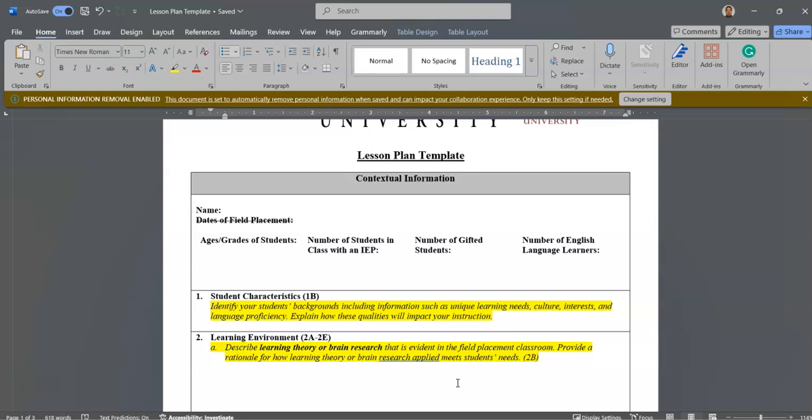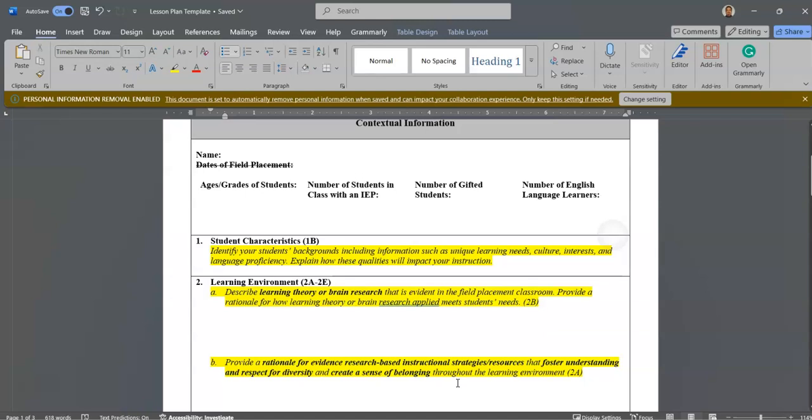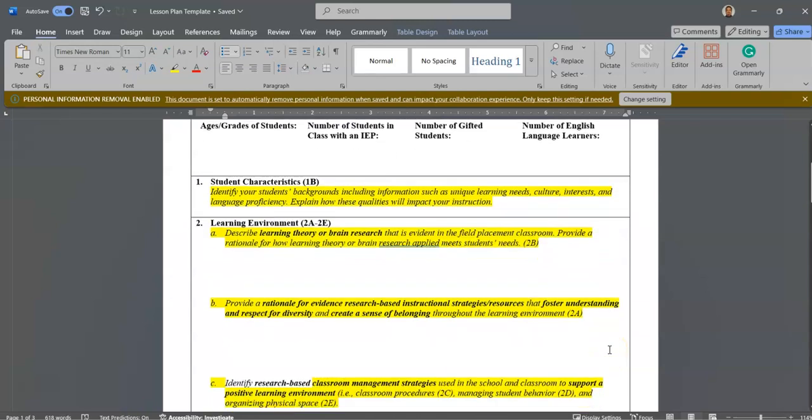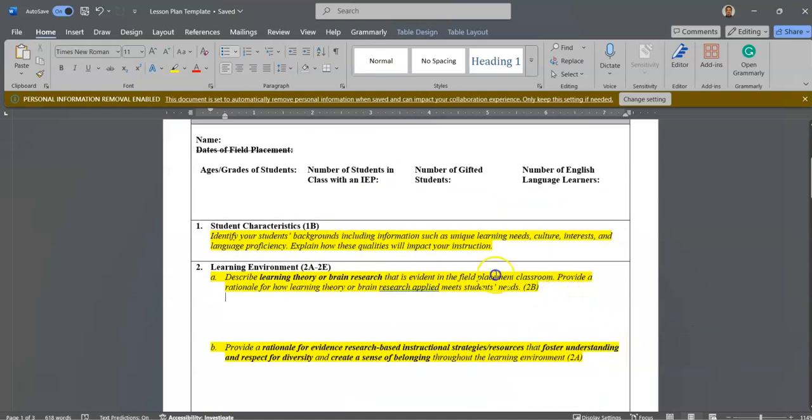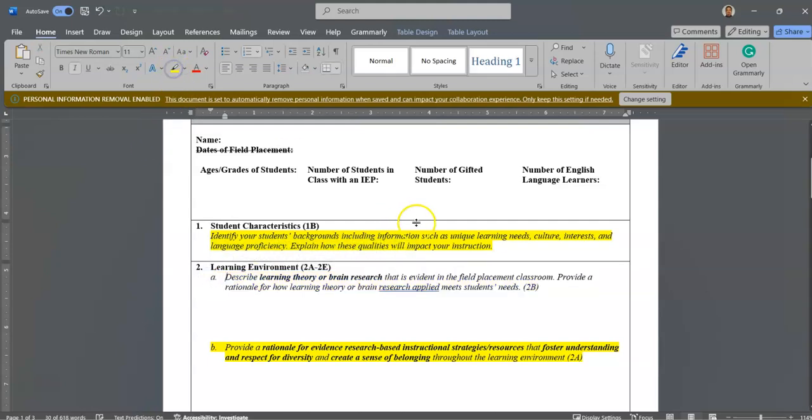Nonetheless, you have to talk about in this section how your use of technology is supporting that learning theory. Okay, that's what you have to do. Next section that we're looking at, let me take the highlight off here, so we can see which one's highlighted. The next section is B, provide a rationale that your lesson is fostering an understanding and respect for diversity.